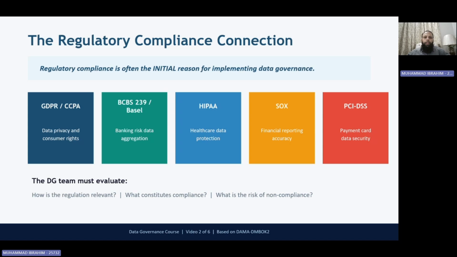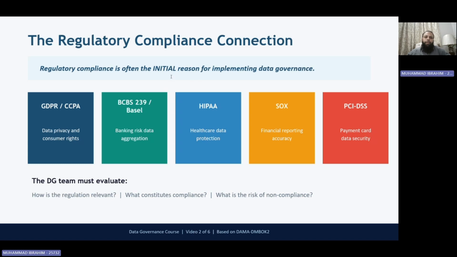Let me talk about regulatory compliance because this is often where data governance begins. The DMBOK states clearly that regulatory compliance is often the initial reason for implementing data governance. Many organizations do not start governance because they want to. They start because they have to. Look at the regulatory landscape. GDPR and CCPA govern data privacy and consumer rights. Basel and BCBS 239 set requirements for risk data aggregation in banking. HIPAA protects the healthcare sector. Every single one of these regulations requires disciplined data management, and disciplined data management requires governance.